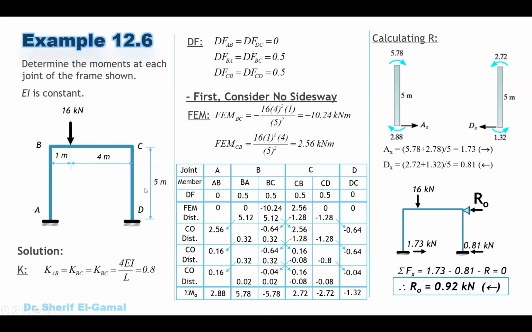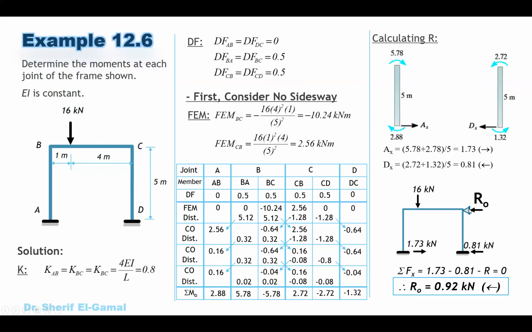Okay, so don't forget if you have any horizontal load on the frame to add it in this step because it will affect your R sub-zero. Okay, so we added all external loads and the only unknown will be R sub-zero. Summation of force in X equals 0. You'll find that the R sub-zero equals 0.92 kilonewton and the direction will be going to the left.